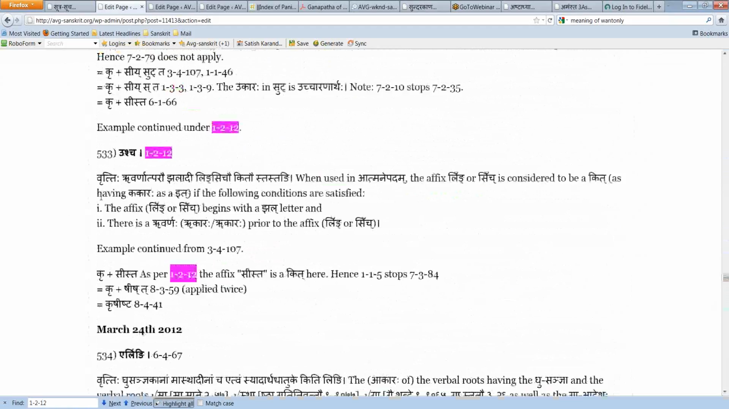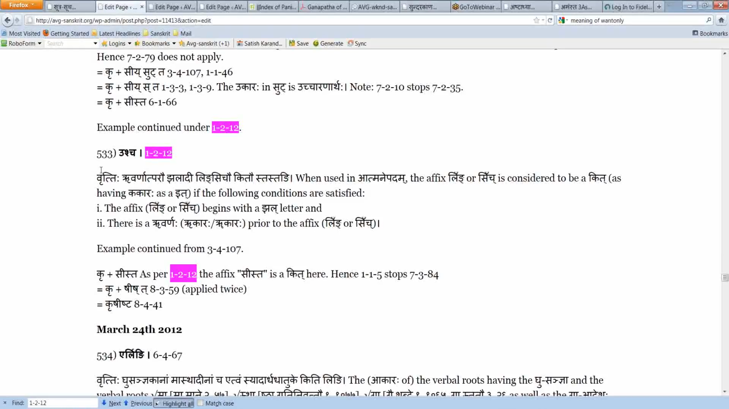When sich is followed by atmanepadam, tang. Tang means from ta, atam, jha, up to id, vahi, mahing. So when sich is followed by atmanepadam, ling or sich. Ling means the ashir ling. Right now we're focusing on the sich. It is followed by atmanepadam, it has no ida agamaha, and if it is preceded by a ruvarnaha, then the sich behaves as a kit.